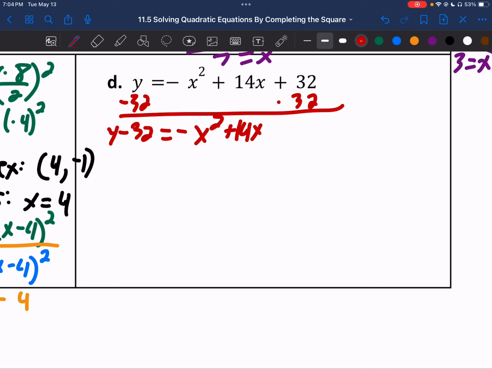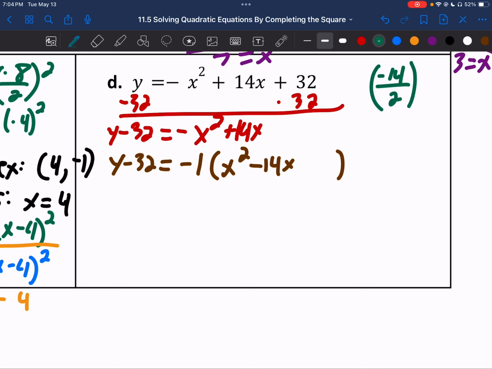And our first step, we need to factor out that GCF. We need to get rid of that extra piece. So we have y minus 32 equals negative 1 times x squared minus 14x. And now we go about our process. So negative 14 over 2 squared would be negative 7 squared. So when we go ahead and add that, that's going to be plus 49 there, but it's times the negative 1, so it's minus 49 on the left side.